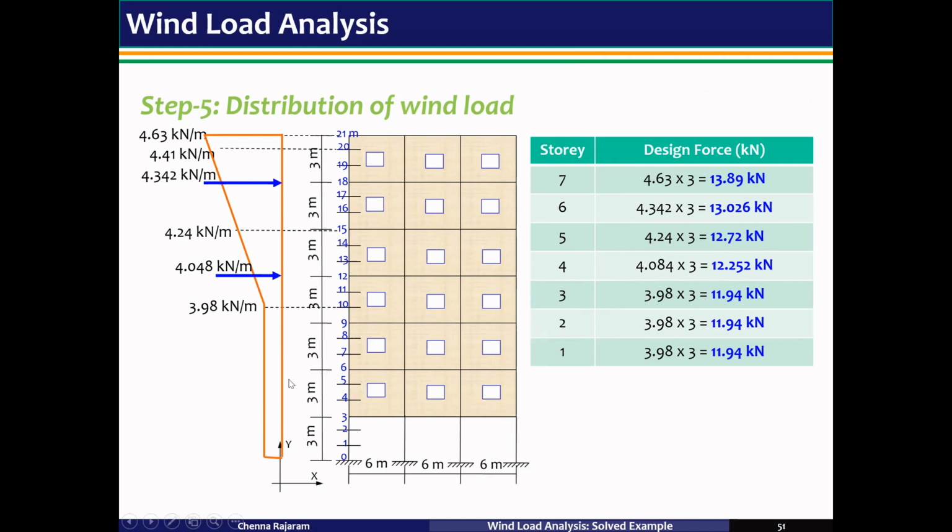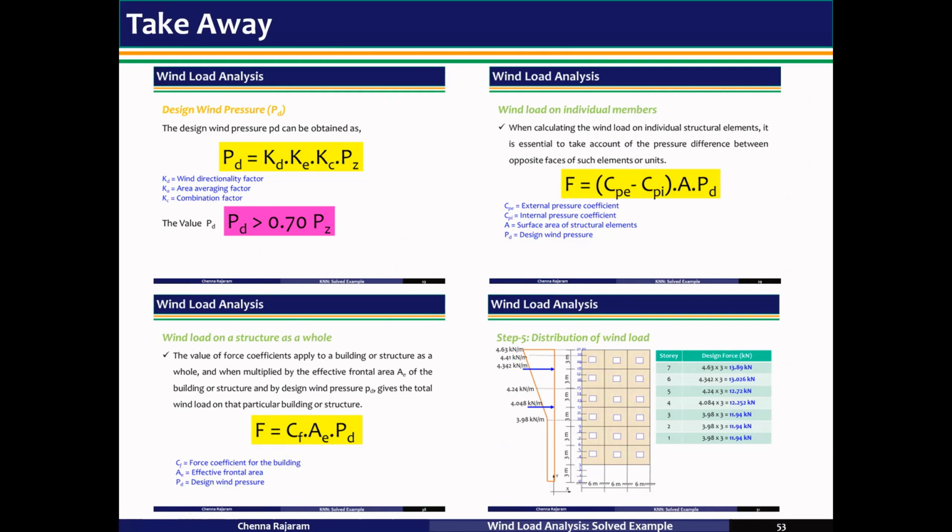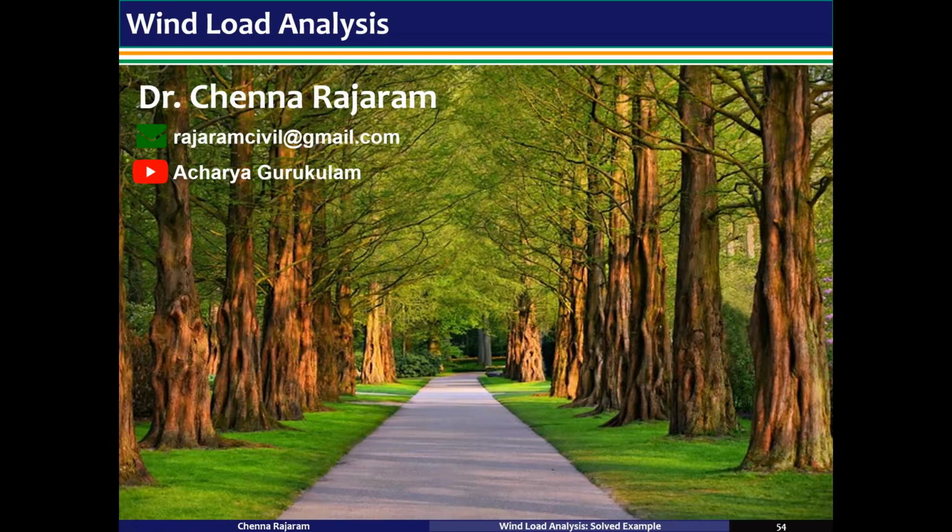At 9 meters, 6 meters and 3 meters, the value is constant. So the design force is calculated as 3.98 multiplied with 3, which gives 11.94 kilonewtons. This 11.94 kilonewtons is the same for story 1, story 2 and story 3. The calculated design wind loads are distributed like this. Here we can see the diagram that represents the design wind loads. From this video we covered the design wind pressure, the wind load on individual members, the wind load on a structure as a whole, and the distribution of the wind loads. Thank you. Jai Hind.